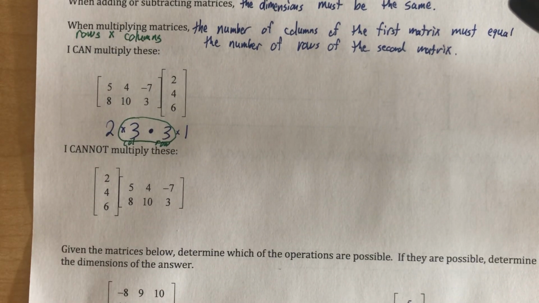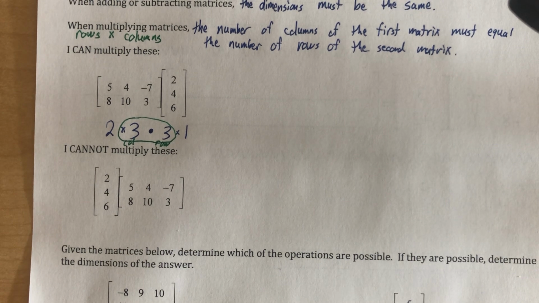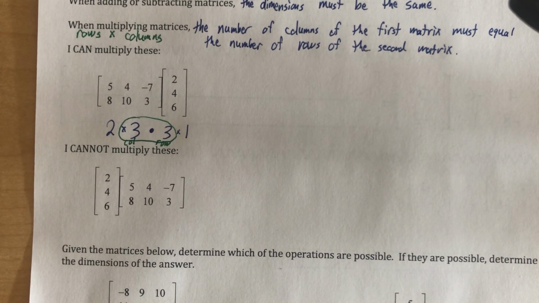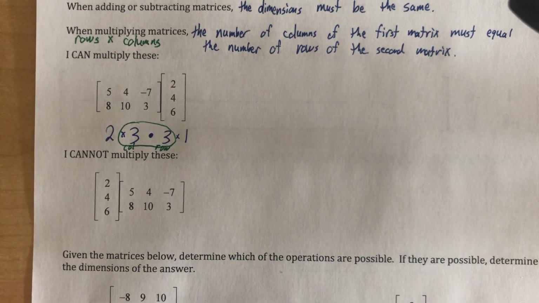So we're going to start without multiplying them. We're just going to figure out if you can or can't, because that's the tricky part. And then we get to actually multiplying them. So we're going to spend the front page of these notes just trying to determine if you can or if you can't multiply them. So in this case, I can.